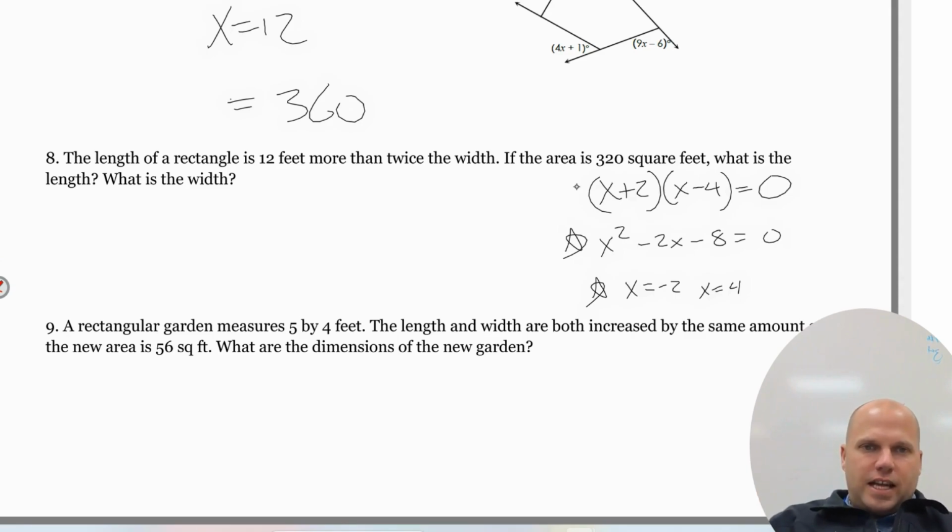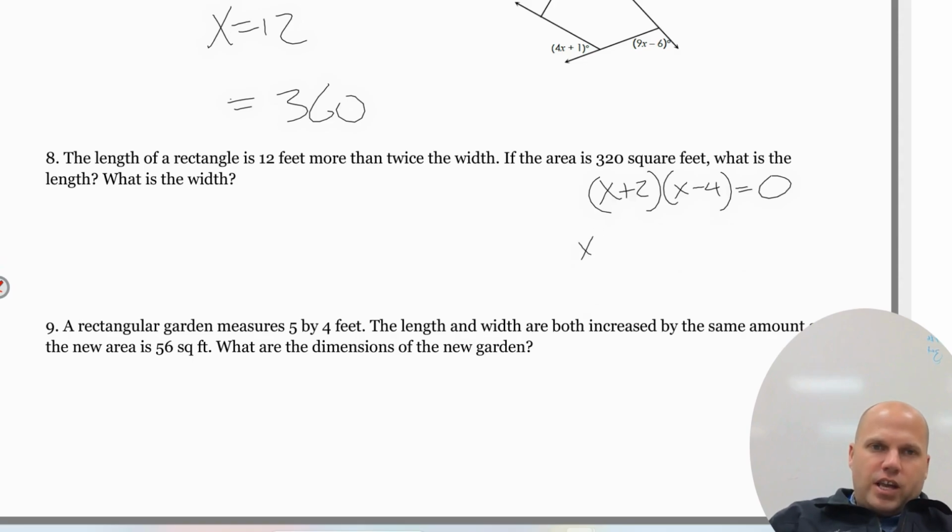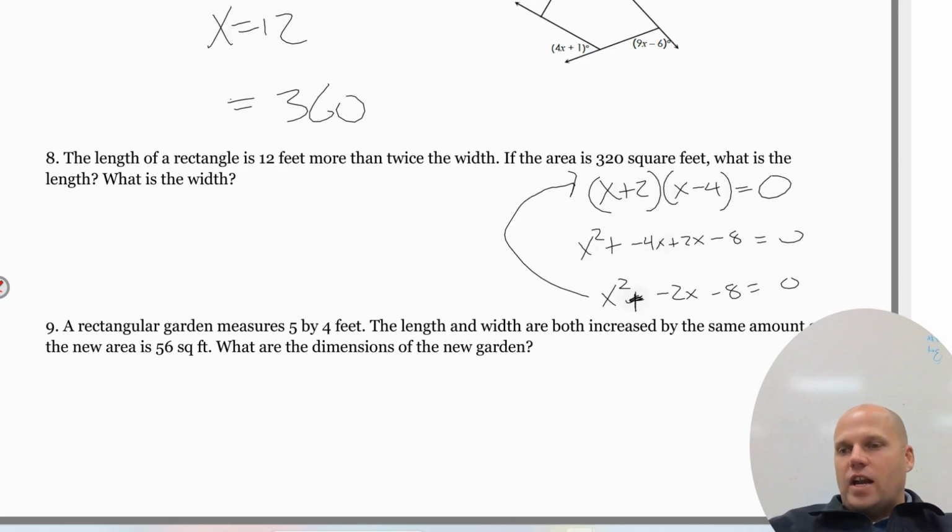Well, the key is that they're the same. How do you know that they're the same? Because I know what this is distributed. It's x squared plus minus 4x's plus 2x's minus 8. I distribute everything and I realize I get x squared minus 2x minus 8. And we realize that this is the same as that. This is how we solve a lot of quadratic equations. We turn it into a factored form to be able to solve.